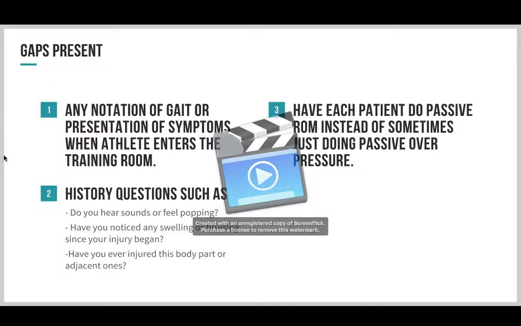Gaps present in my evaluations. Number 1 is just a big one that I've noticed, especially working in a high school, is any notation of gait or presentation of symptoms when the athlete enters the training room.